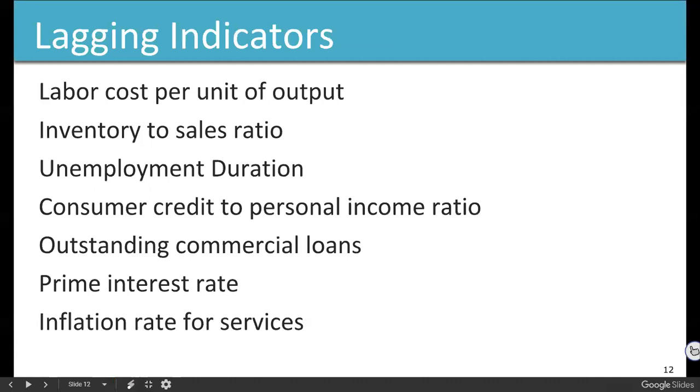Inventory to sales ratio is changing. Unemployment duration is shrinking. Fewer people are going to be out of work, or the length of time that people are going to be between jobs is going to get smaller. Don't worry about why the prime interest rate is going to go up; it's because there's more people borrowing. Inflation rate for services is going to end up going up too. Leading, lagging, coincidental, know what they are. I'm not going to ask you to name me some of them. Here's the example.